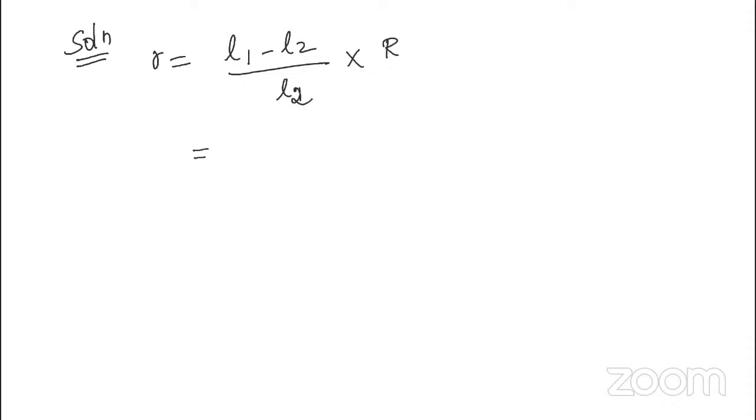Okay, so let us go for the solution. What is the internal resistance value? It is L1 L2 divided by L1 into L2. Okay, right. So here L1 oda value it is 3 and L2 oda value it is 2.85 and R oda value it is 9.5 ohms. Okay, so let us now substitute it here.